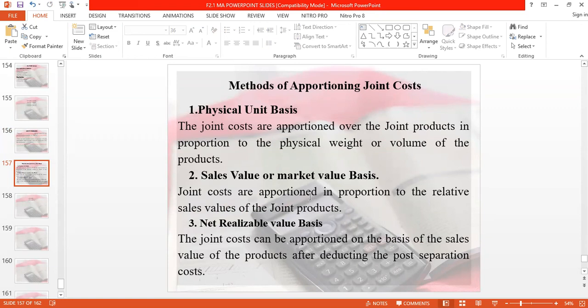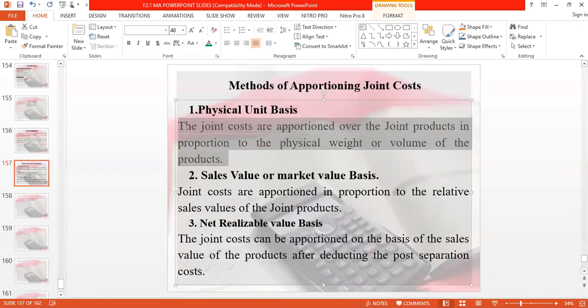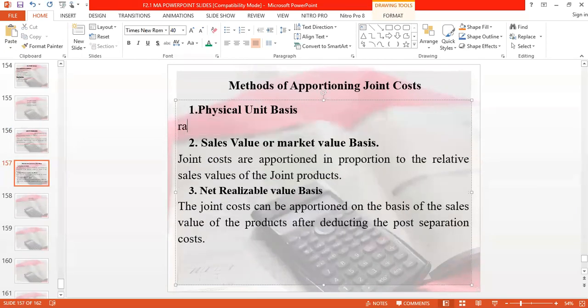So the first method to separate joint costs is called physical units method. In this case, we apportion joint costs using the ratio of production units. Ratio of production units is used to apportion joint costs. I think this is better instead of having many words.